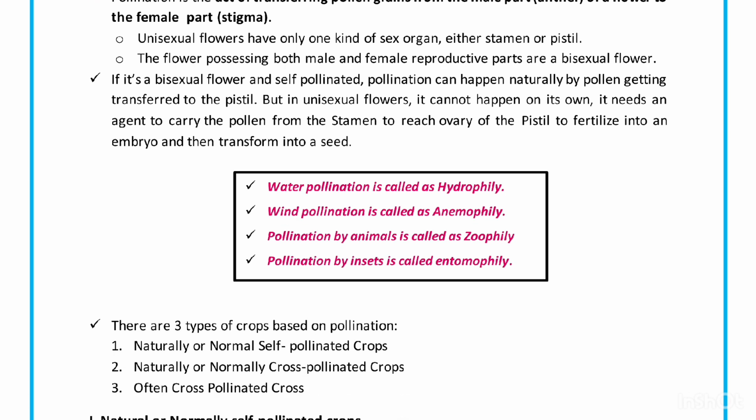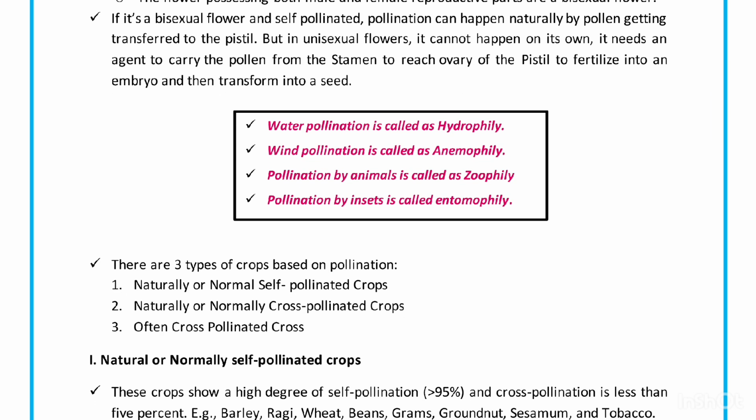What happens after pollination is that the pollen combines with the ovary and then forms the seeds. You must know that these pollens are very important. If there is no pollination, seeds will not be formed, right? Pollination is a very important process in any flower. I hope the meaning of pollination is clear to you. It's the act of transferring pollen grain from the male anther to the female stigma.